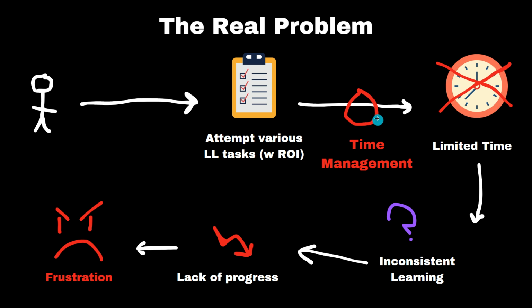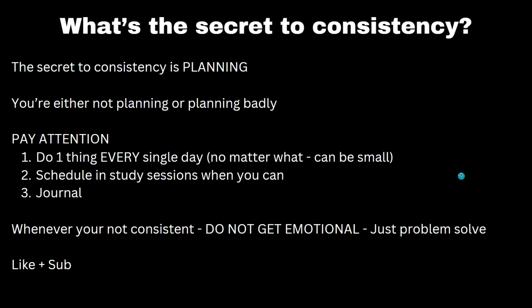So now that we understand the real problem is how you manage the time you currently have, let's talk about how we can manage our time better to improve consistency. The number one secret to consistency, in a lot of things, but also language learning, is planning. The secret to consistency is planning, and I'll explain why. At the moment, you're either not planning or you're planning very badly.